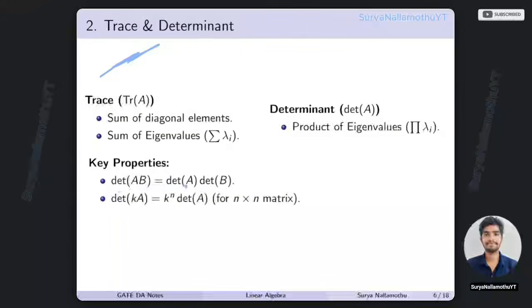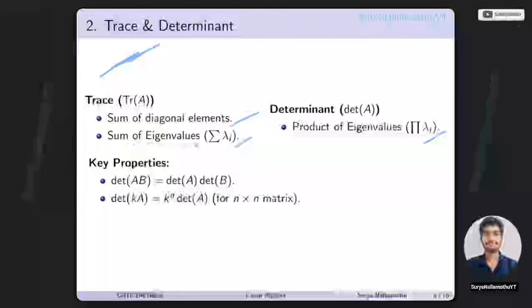The key properties: det of AB is equal to det of A into det of B. This is one property of determinants. Det of kA is equal to k power n into det of A, where n is for an n by n matrix. We need to apply k power n at this point. Please understand this point very clearly, as a question will definitely come in the 2026 exam. Sum of diagonal elements, sum of eigenvalues, is equal to the trace of A. What is meant by trace of A? The sum of the diagonal elements is the trace of A. Common people know it, but for IIT level preparation, students definitely need this type of formula.